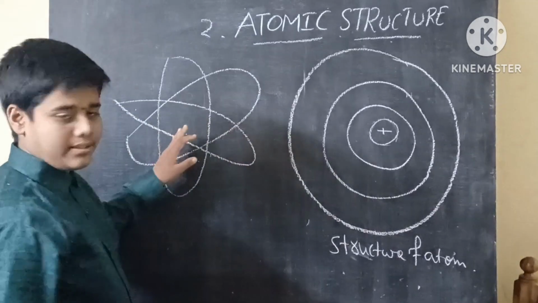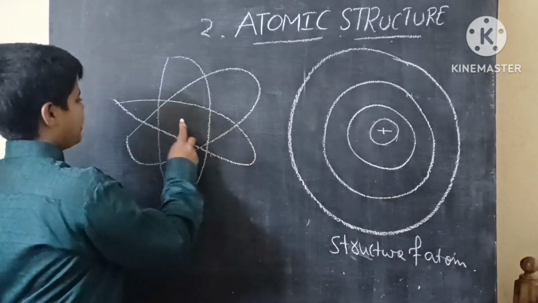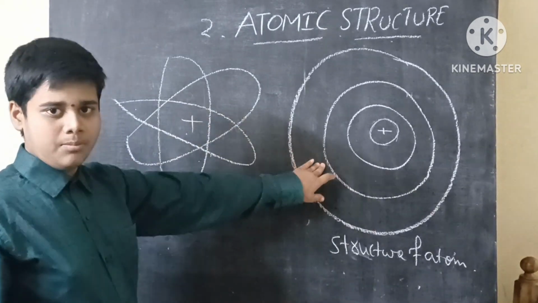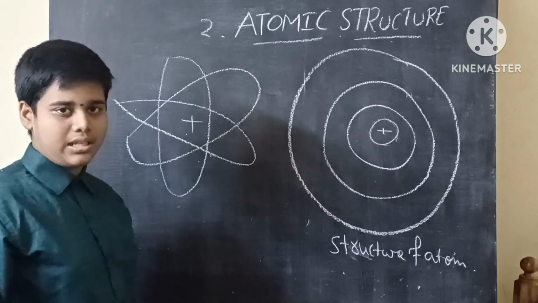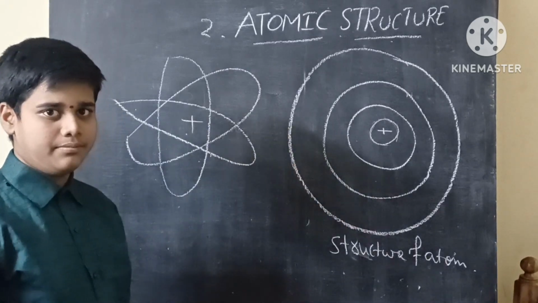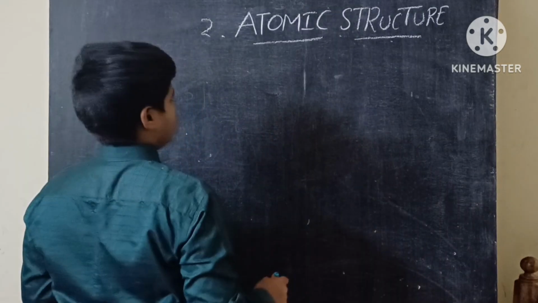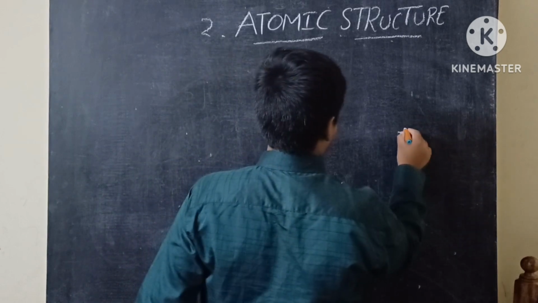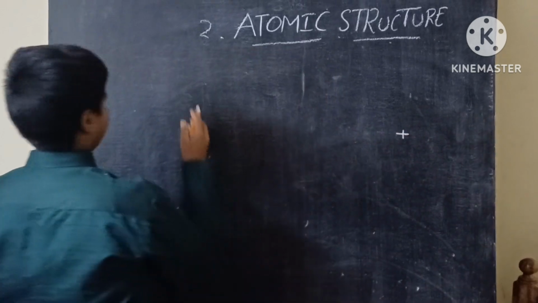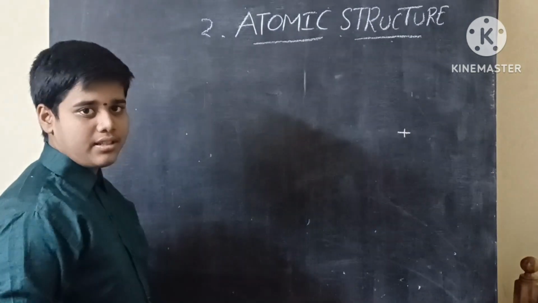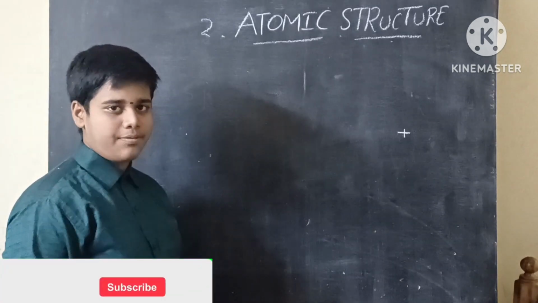In elliptical paths like this they will give. So this is also correct and this is also correct. Mostly they use these circular paths. Okay. And if you see here, first in atomic structure we have to learn about the structure of an atom.